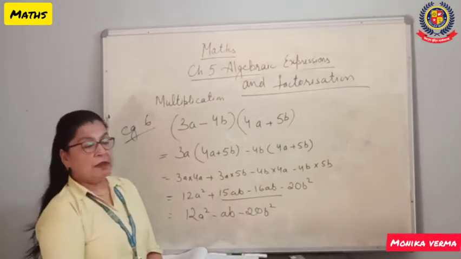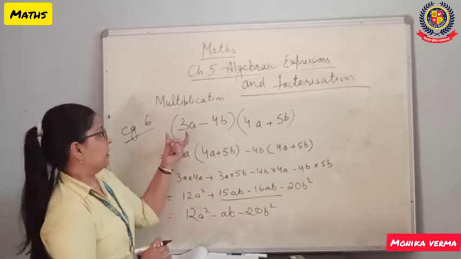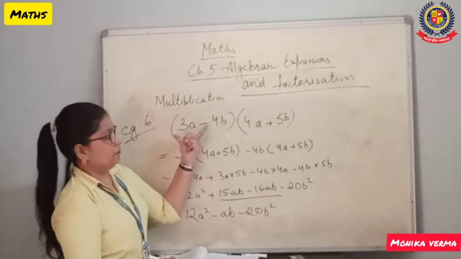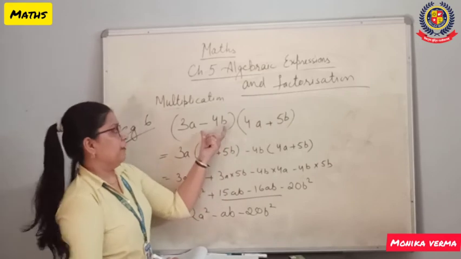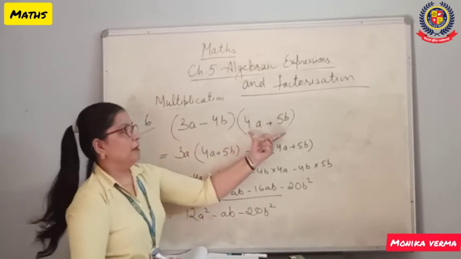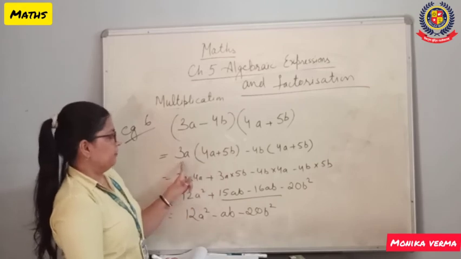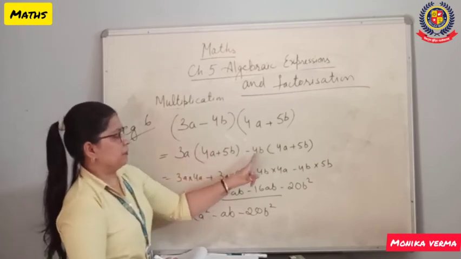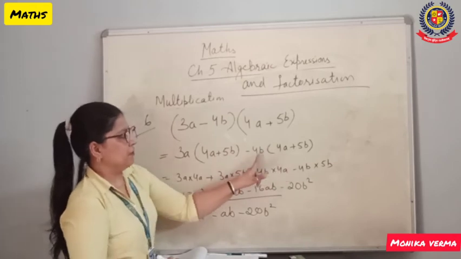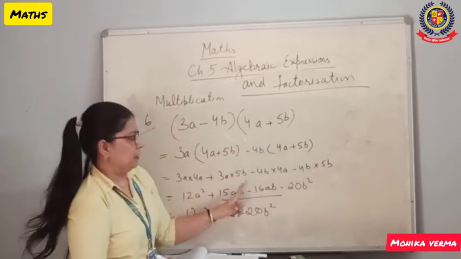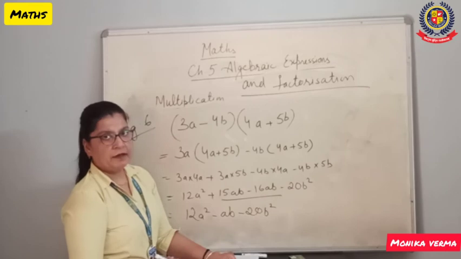Okay. I will explain once again what I have done. I have taken the first term multiplied by the whole. I have taken the second term and multiplied by the whole. Then first term into first term, first term into second term, and the same for the second term. Then I have simplified.